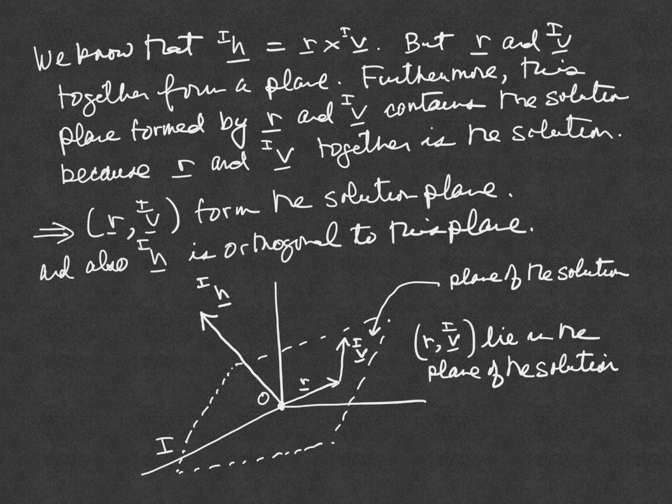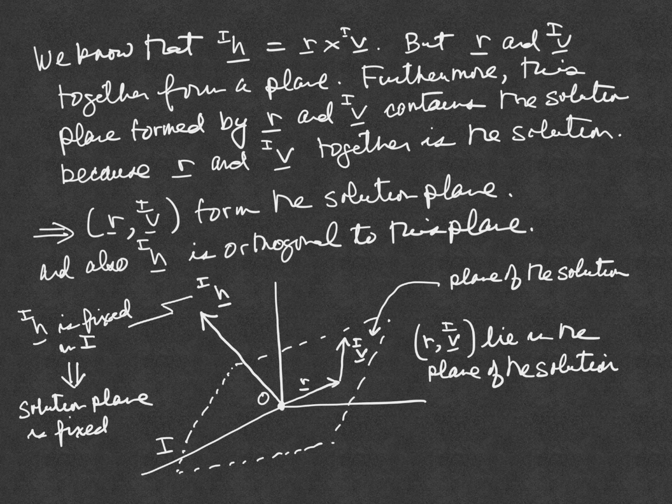And furthermore, we know that h_I is fixed in I. So because h_I is fixed in I, and it's orthogonal to the plane that contains r and v, and that plane is the plane of the solution, that implies that the solution plane itself is fixed in I. And that's really important. So that means that the plane in which the solution lies is inertially fixed, which is really an important part of this entire discovery of the properties.